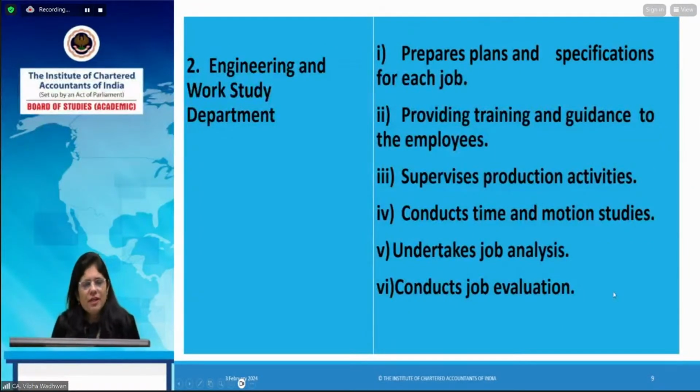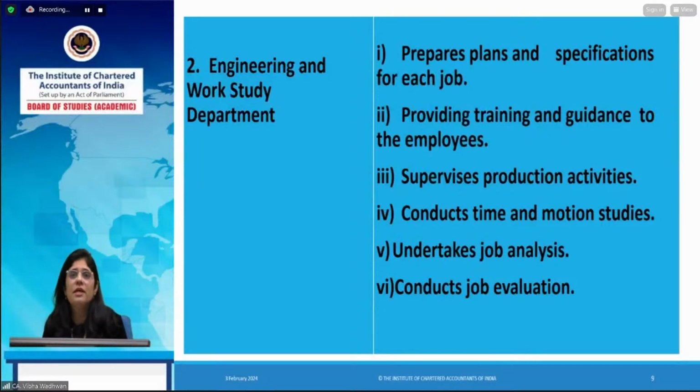All right, engineering and work study department, it prepares plans and specifications for each job. Clear? So they actually work on the job and on the job holder. So they do the preliminary task. They specify the job also. What are the requirements of the job? Like they used to do in material specification list. What are the requirements of any product? What type of materials were used?